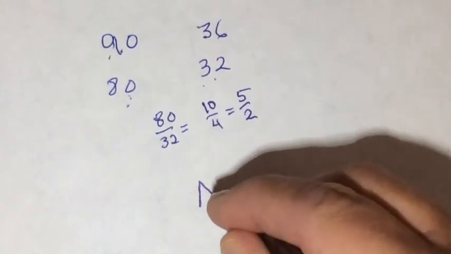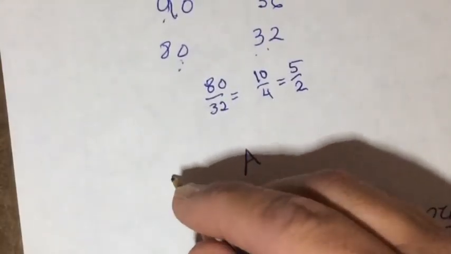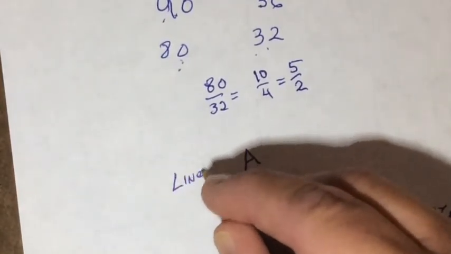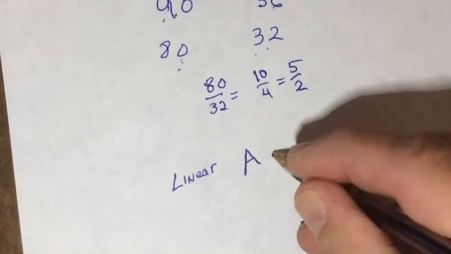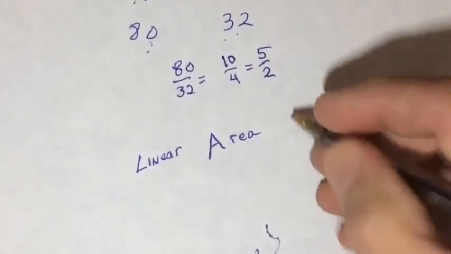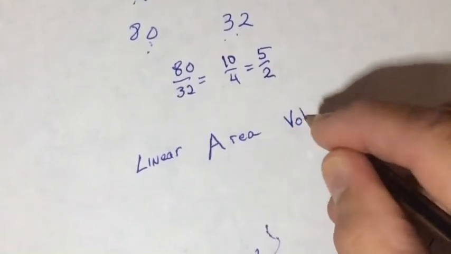And so you were asked for the scale factor, which is for the linear measurements. Then you were asked what would the ratio be for the area and what would the ratio be for the volume.